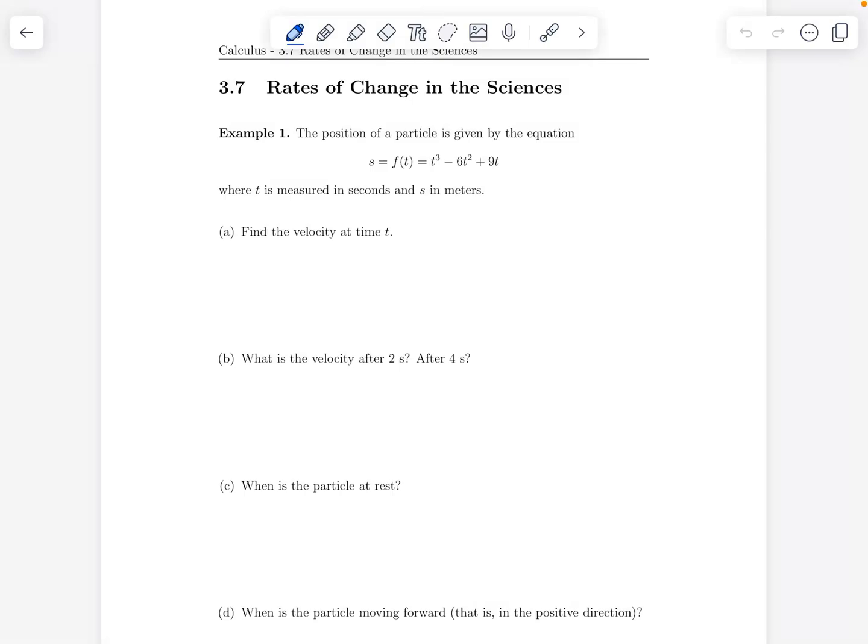Welcome back to our AP Calculus notes. Today we're talking about 3.7, rates of change in the sciences. Things that you need to know.